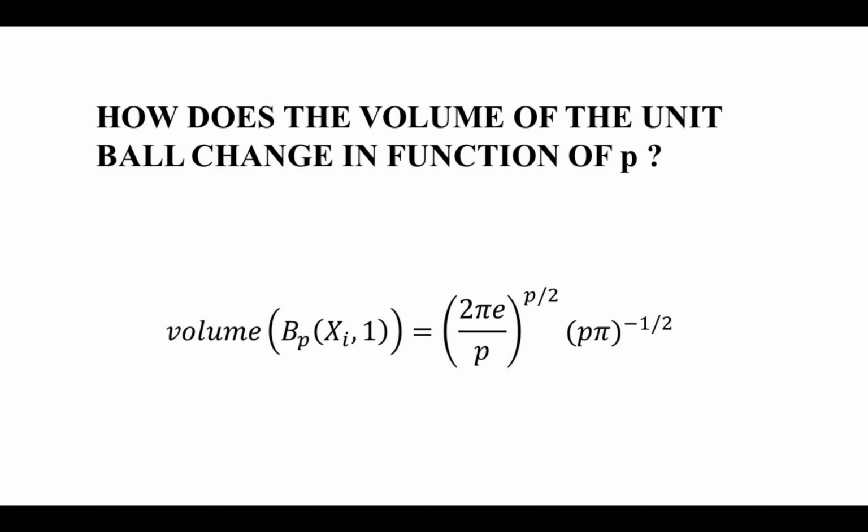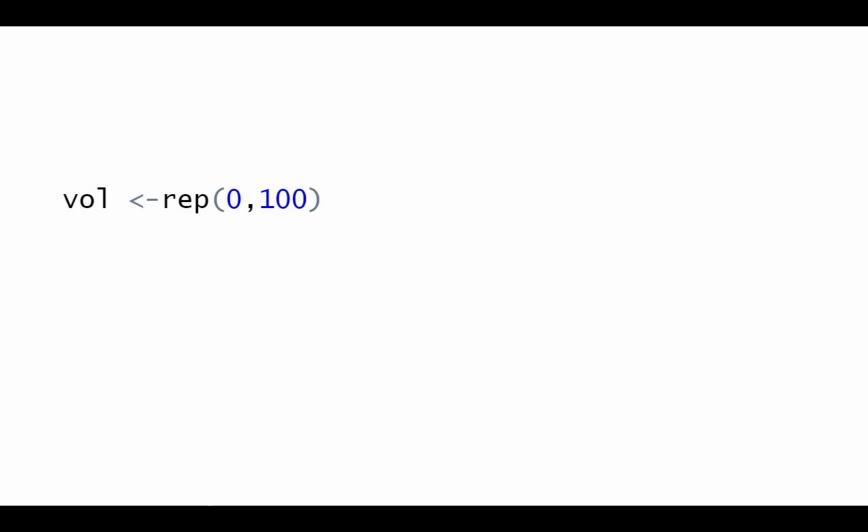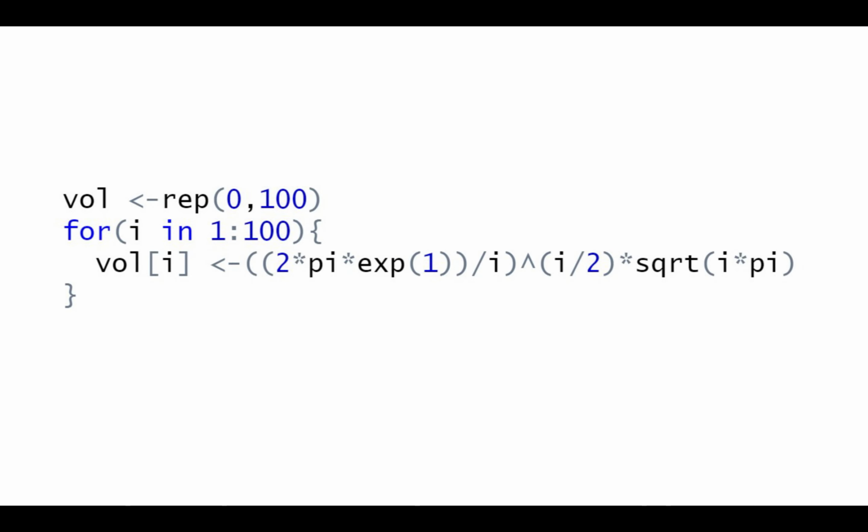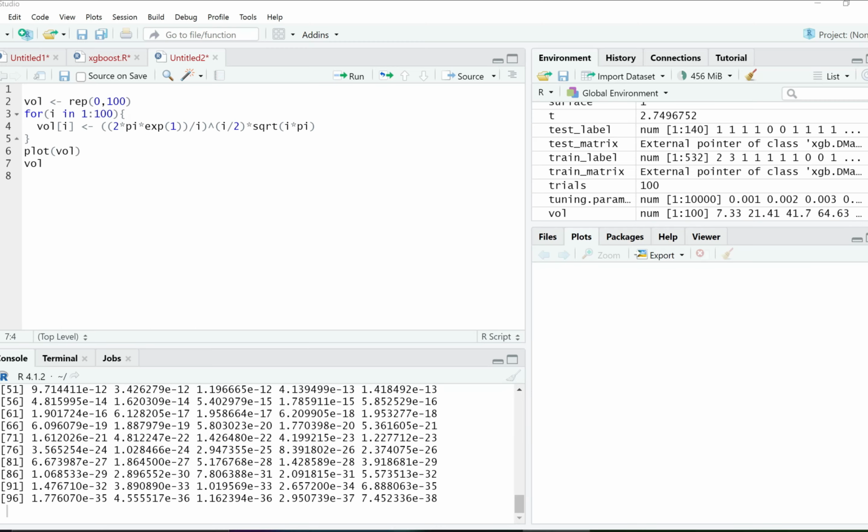Now it's time to do some coding. We will explore how the volume of the unit ball changes in function of the dimensionality, and I promise you, you are going to be shocked and amazed. The first line is an empty vector that I will use to store the different volumes calculated. The second is a loop where we calculate the volume of this ball for dimensions ranging from 1 to 100. And the third is the plot in order to see the evolution of the volume. So let's execute this code together.